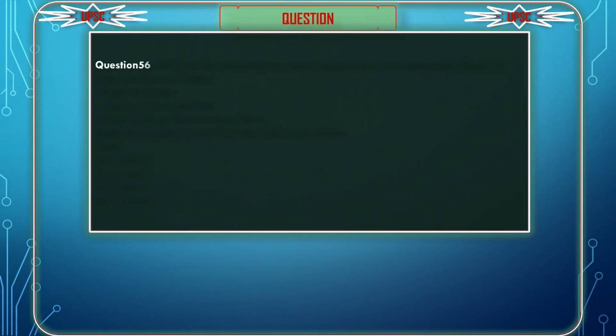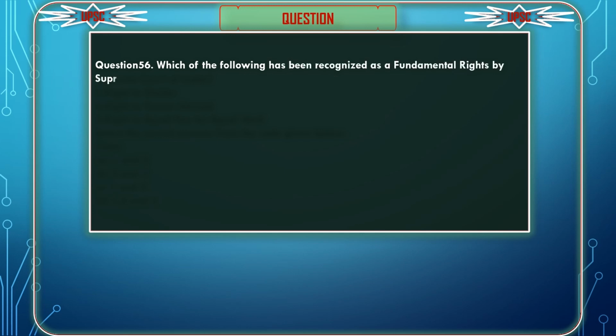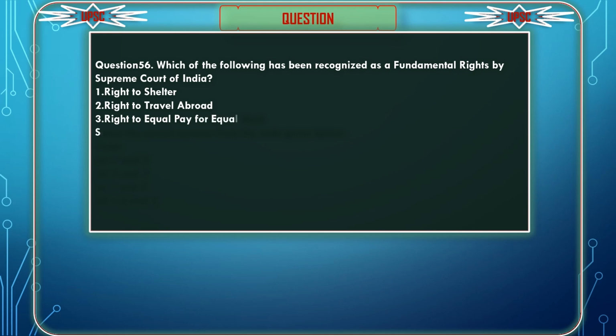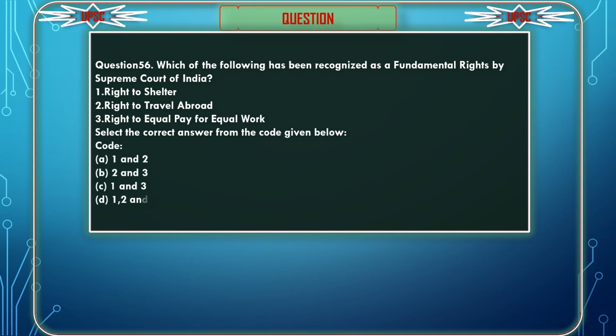Question 56. Which of the following has been recognized as a fundamental right by the Supreme Court of India? 1. Right to shelter. 2. Right to travel abroad. 3. Right to equal pay for equal work. Select the correct answer from the code given below. Code: A, 1 and 2; B, 2 and 3; C, 1 and 3; D, 1, 2 and 3.